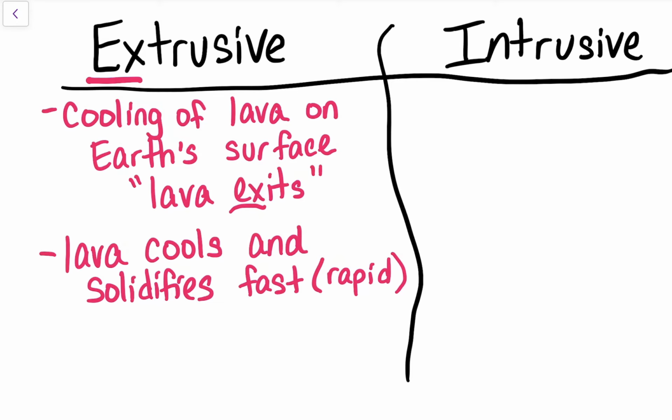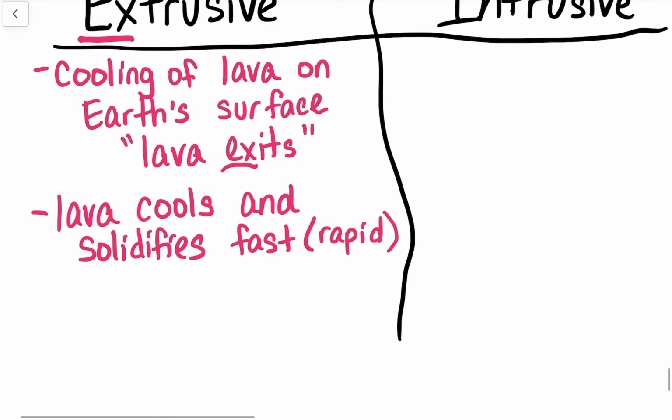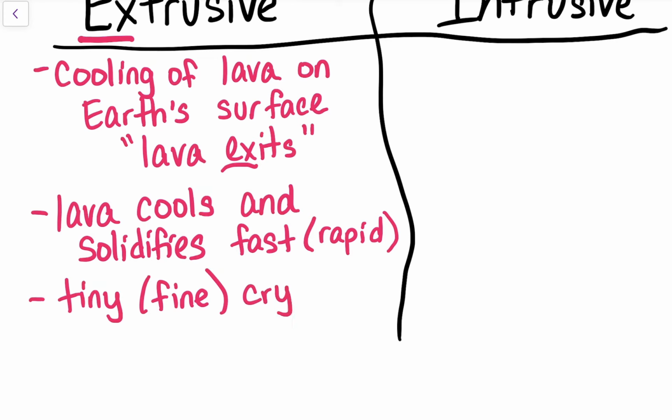Because these rocks form from very fast or rapid cooling of lava, there is not a lot of time for crystals to form, and so these rocks end up having tiny crystals. We might say tiny or fine crystals. Sometimes they form so fast that they can also have holes in the rock.